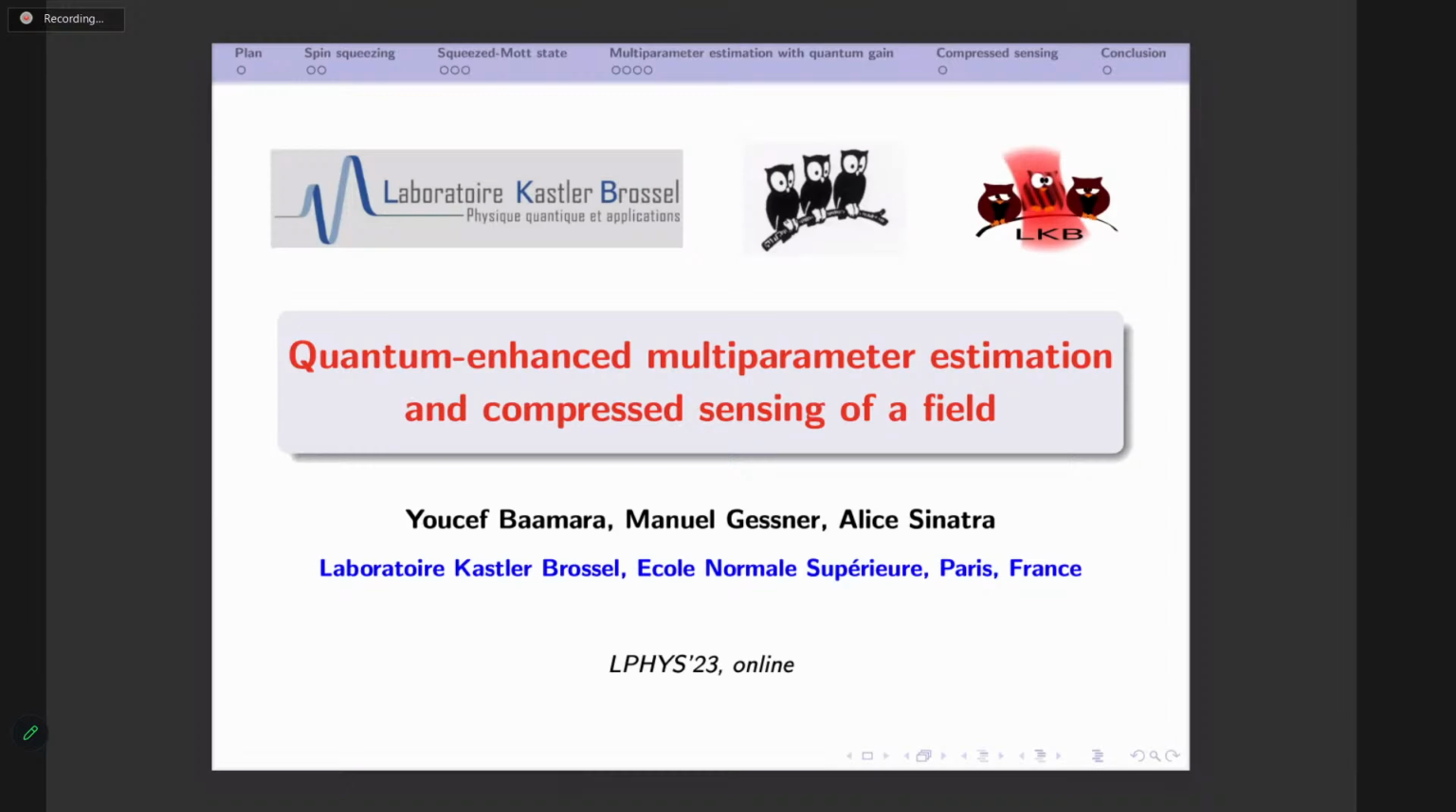Okay, so I'm going to tell you about quantum-enhanced multi-parameter estimation and compressed sensing of a field. And this work has been done together with Youssef Bamara, who is a PhD student, and Manuel Gessner, who is now at the University of Valencia.